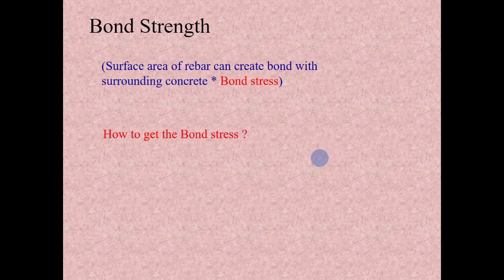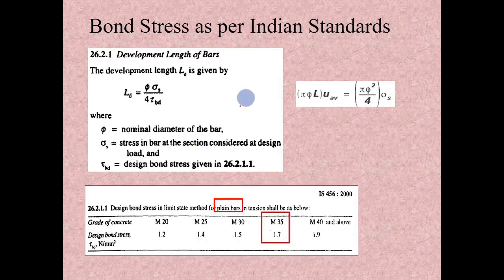So the next is bond strength. Bond strength will be equal to the surface area of the rebar that can create bond with the surrounding concrete, times the bond stress. So how to get this bond stress? Either we have to do some laboratory test to get the bond stress of the particular grade of concrete, or we have to refer to some standards like IS 456 or IRC 112. So let's see in this case what is said in IS 456 regarding the development length.